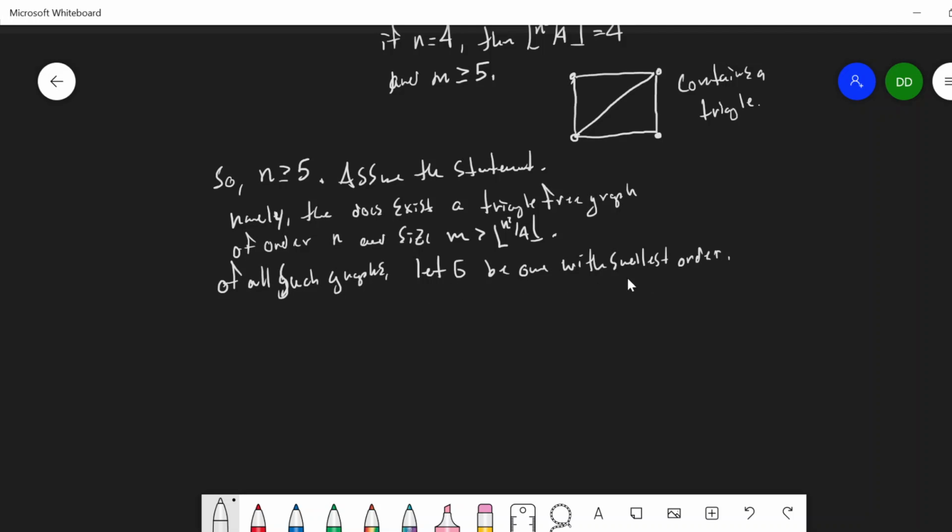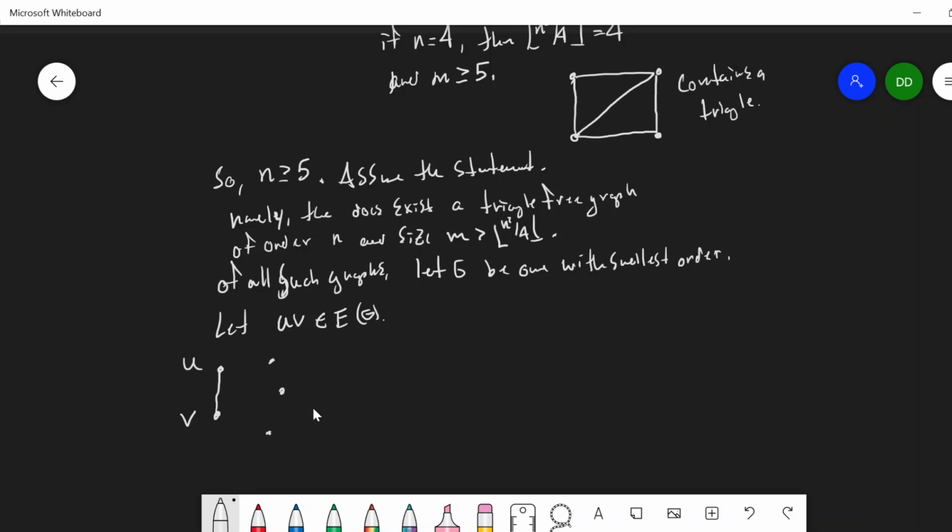So G is this graph of smallest order, size m, strictly greater than n squared over 4. Since m is greater than n squared over 4, and n is greater than or equal to 5, we can assume there's at least one edge in G. That's not too hard to find. So I'll say let uv be an edge of G. So I have these two vertices u and v in the graph, and there's an edge between them. And I have some other vertices in my graph, right? I know that this minimal counterexample has to have at least 5 vertices in it.